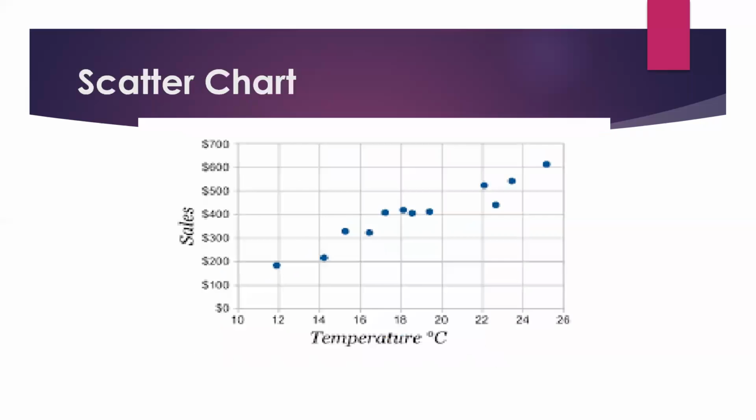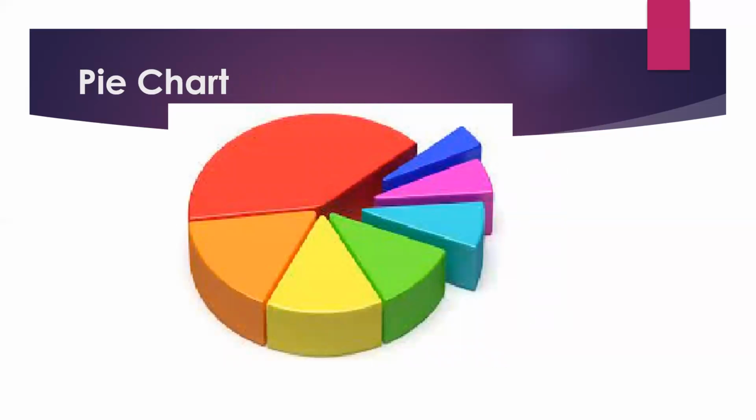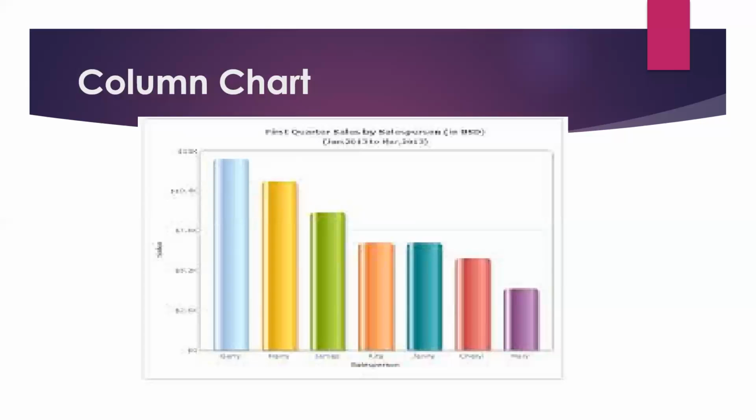Once again, recall that there are seven types of charts: column chart, pie chart, bar chart, line chart, other charts, scatter chart, and area chart. First, the pie chart. The figure is here. It is a circular graphical representation, and each slice has some data range. Next, the column chart uses vertical bars to show the comparison between categories. The x-axis has categories and the y-axis has values.